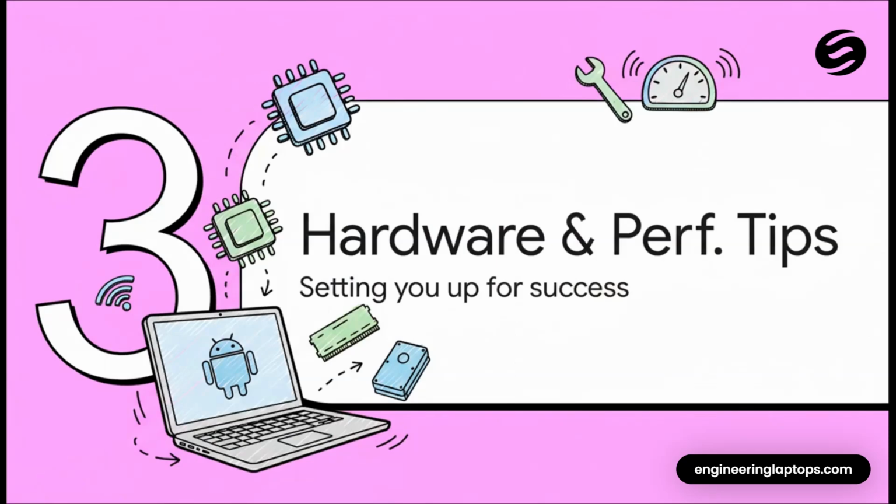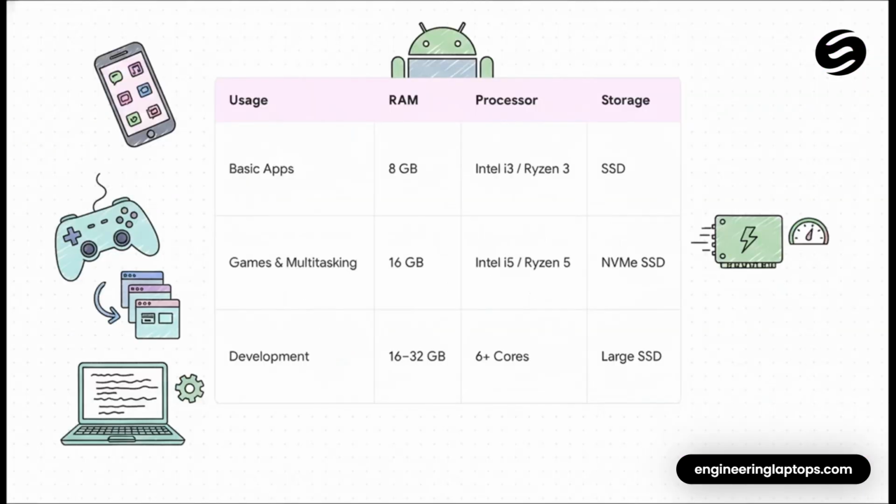So now you know the 4 main paths, but picking the right software is just one part of the puzzle. Let's talk really quickly about what kind of hardware you need and some simple tricks to make sure everything runs nice and smooth. A quick look at this chart tells you pretty much everything. For just running some basic apps, 8 gigs of RAM and an SSD will do the trick. If you're a gamer or a multitasker, you really want to be looking at 16 gigs of RAM. And for developers, yeah, 16 gigs is the minimum. But you see the one thing they all have in common? An SSD. Seriously, don't even try this on an old spinning hard drive. It makes a night and day difference.